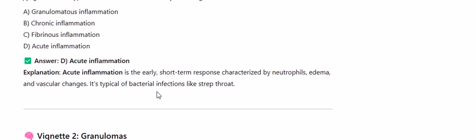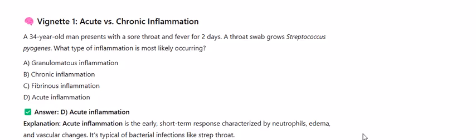Here are 10 Puerto Rico Medical Board-style clinical vignettes focused on pathophysiology of disease inflammation, each with 4 answer choices and detailed explanations. Vignette 1.